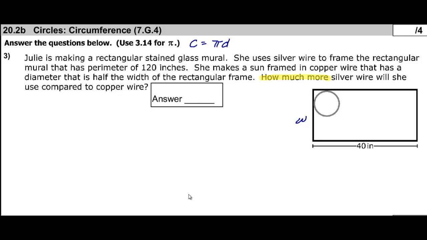All right, here is our video for concept 20.2. This is circles and circumference. And this again is an application problem. You'll notice that a lot of these have become application problems now. We've learned the basics. Now it's time to apply them, because really it doesn't matter if you know the basics unless you can apply them.